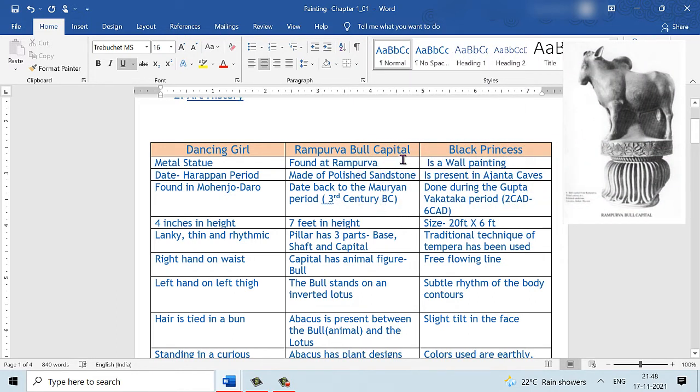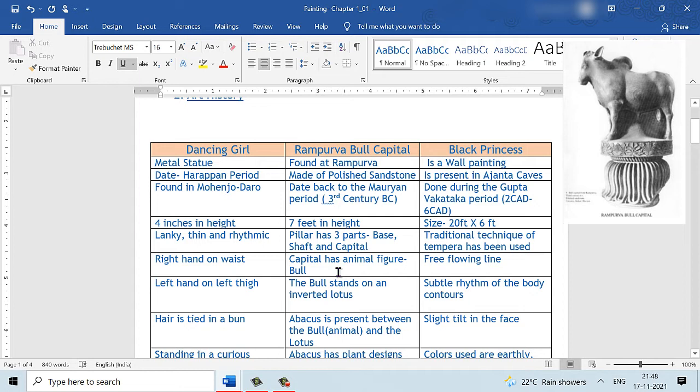It is called the Rampurwa bull capital because it was found in this place called Rampurwa. It is made of polished sandstone and it dates back to the Mauryan times, that is the 3rd century BC. This bull capital is 7 feet in height.